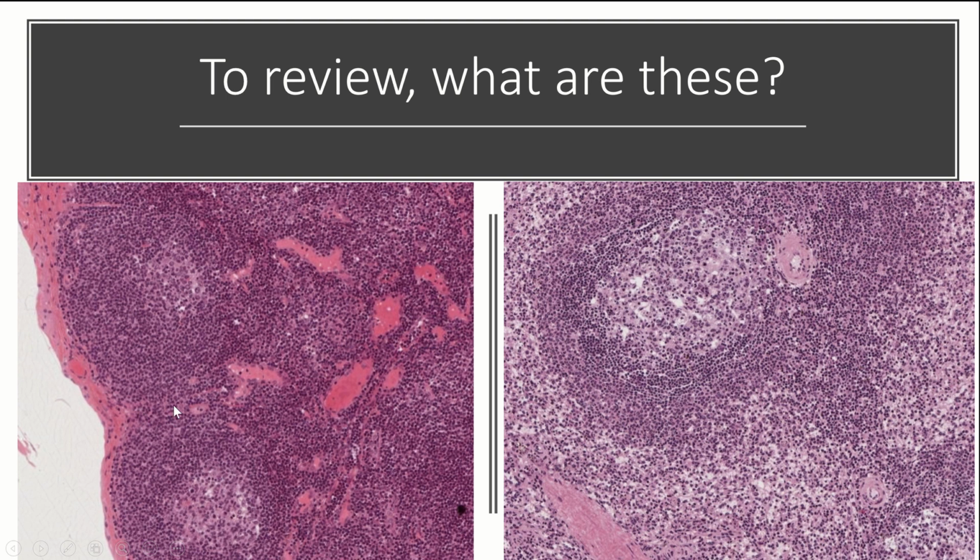Remember, we've got this parafollicular area, the area right around the follicles, and that's where we have these high endothelial venules. Okay, so that's a lymph node. This one right here, try and identify it before I say it.